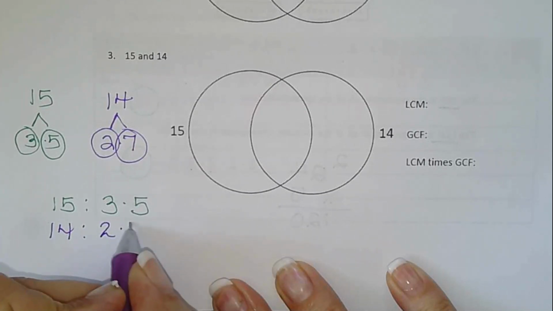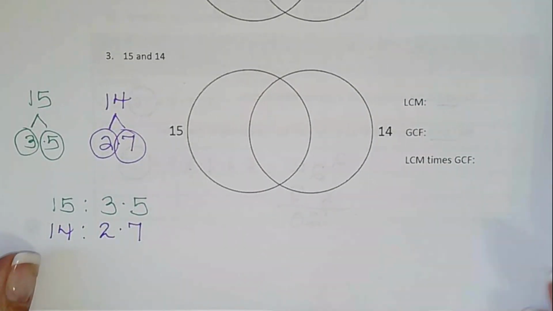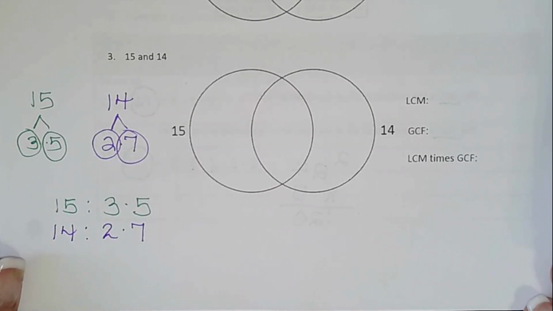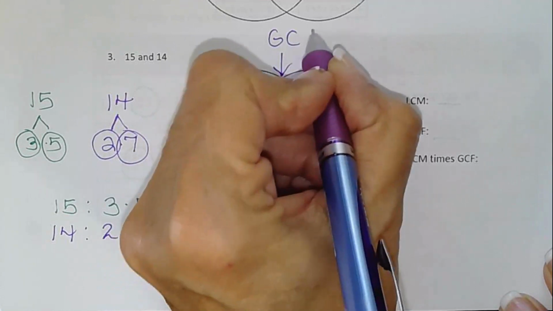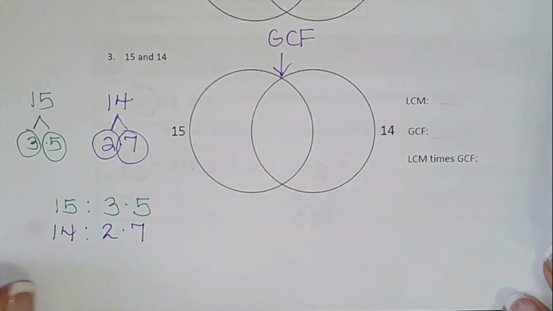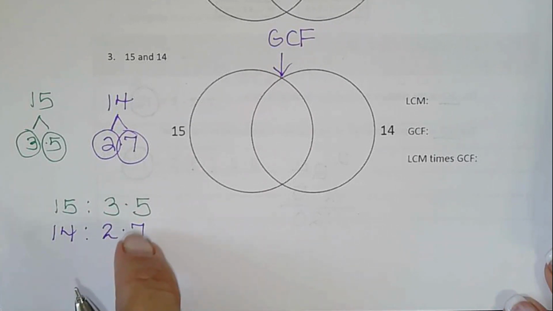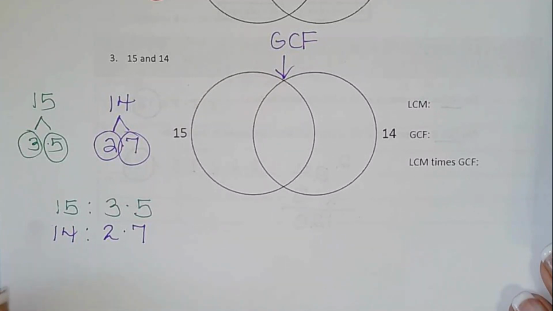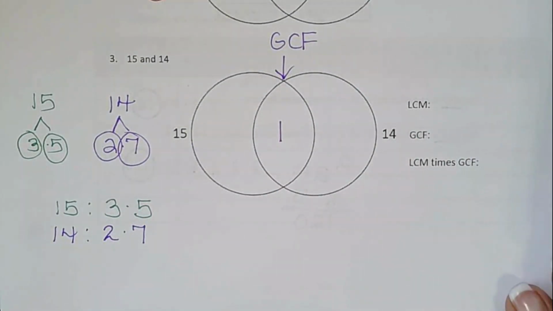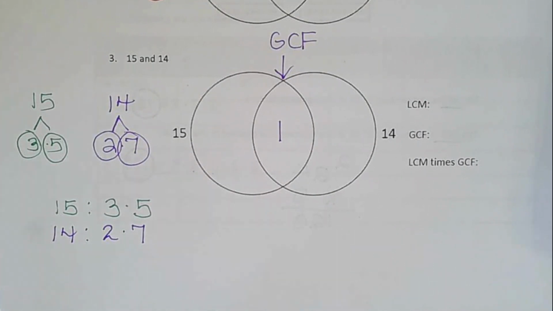Uh-oh. I don't see any number to put in here because this is the number that's common to both. 2's not common to both, 7's not common to both, 3's not, 5's not. So what do you guys think that would be? What number goes into every number in the world? 1. So if there's nothing common, they always have 1 common.